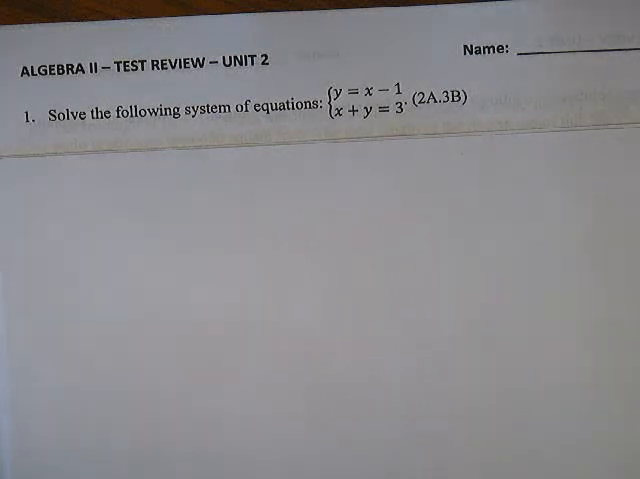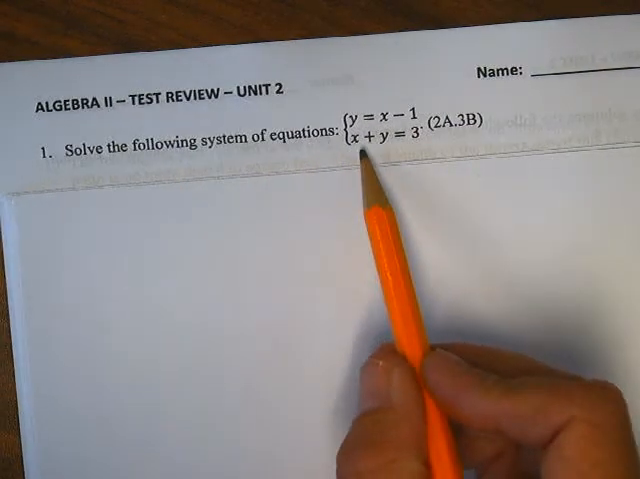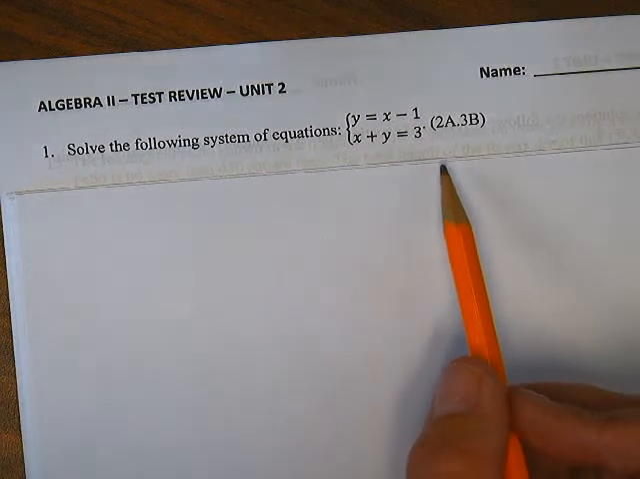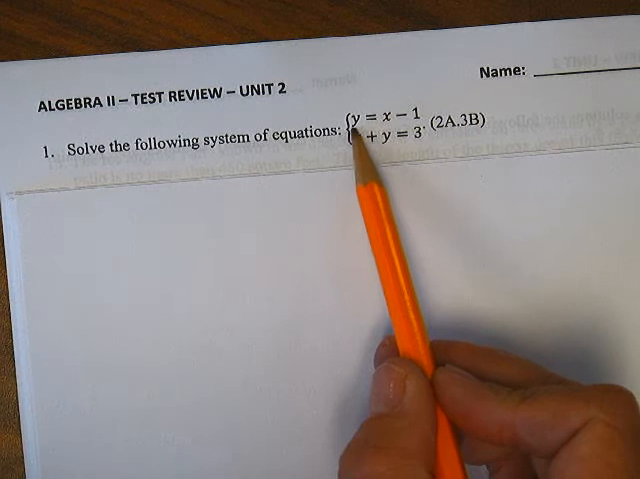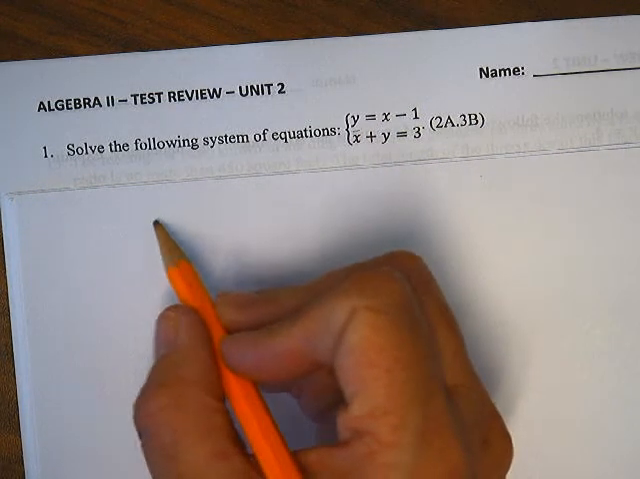Okay, we're going to work on the review for our Unit 2 test. First question, solve the following system. We can solve in any method: elimination, graphing, or substitution. This system is already solved for a single variable, so that suggests substitution would be the best method.